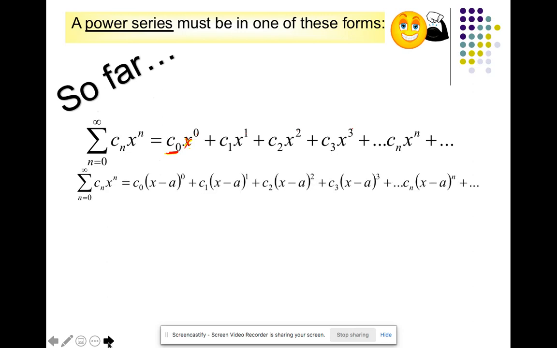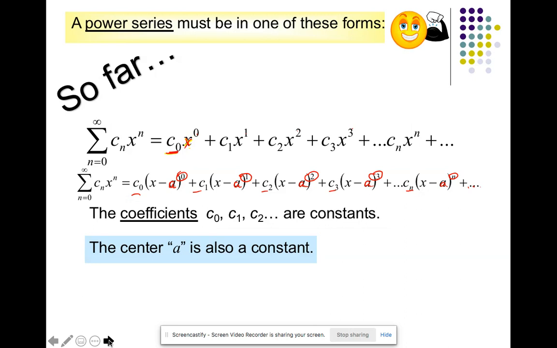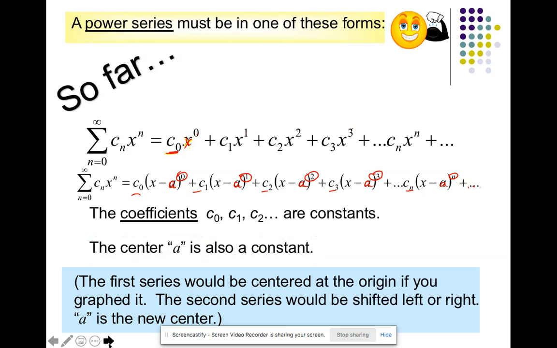Old news. Or it has to be of this form where your center has been shifted away from 0. But notice that the constants are still here and your powers start at 0 and increase and keep going forever. Coefficients are constants. The center is also a number like 3, -2, 0. Right? So this center is at 0 because there's no shift on x.